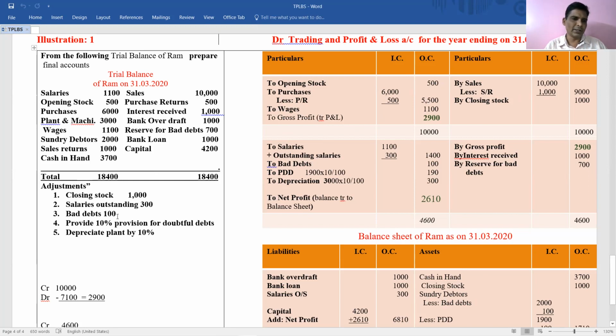What do you mean by adjustment? The transactions which are done after making the trial balance are called adjustments. These are the adjustments. Here we have 5 adjustments. Now I will explain how to prepare the final accounts with this problem.